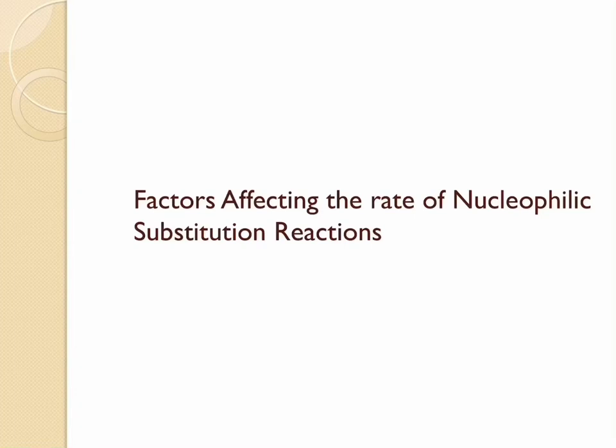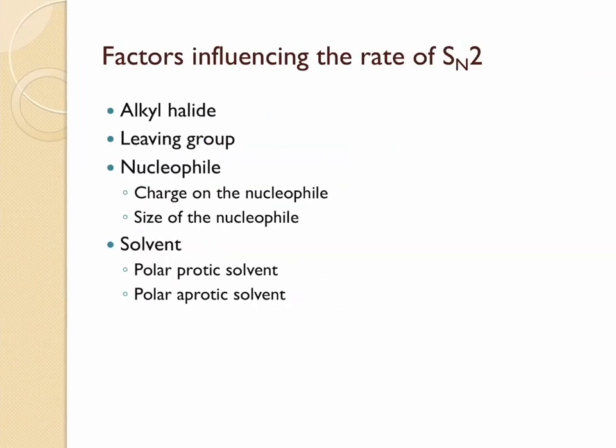Factors affecting the rate of nucleophilic substitution reactions. Here are the important factors which are going to affect the rate of the nucleophilic substitution reactions. We'll talk in terms of SN2 first, and then we will move on to SN1. The most important factor which is going to affect the rate of SN2 reaction is the alkyl halide. The nature of the alkyl halide is very important.